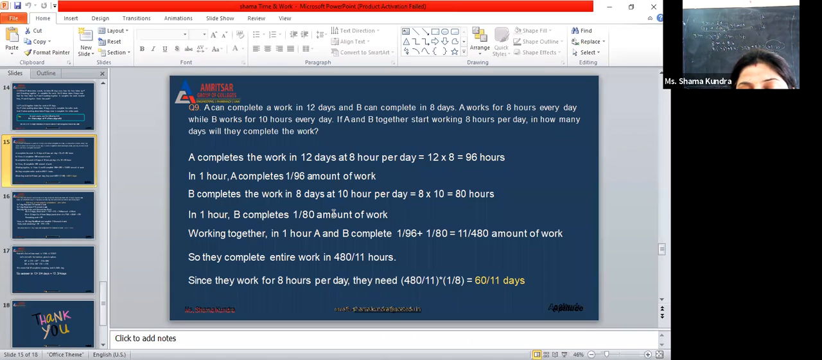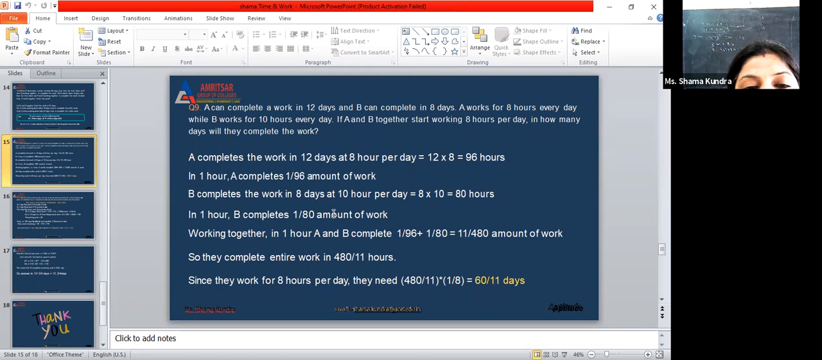Now we have to find the number of days for which A and B are working together. Now we know the number of hours. We have to do exactly the opposite. Here we multiplied by the number of hours and we got the total hours. Now we want to find the number of days.